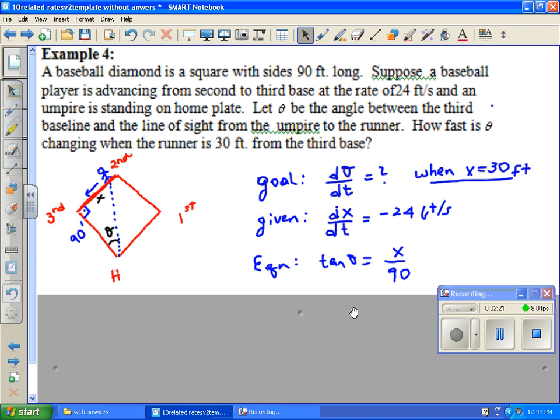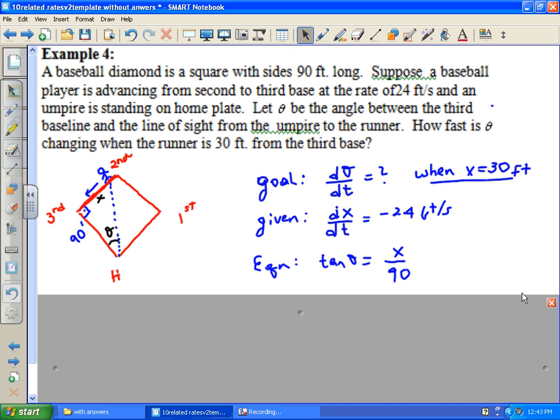In this case, tangent of theta equals the opposite side, which is x, divided by the adjacent side, which is 90. Now, since the side of the baseball diamond does not change, the length of one side of the baseball diamond is a constant, and we can certainly put that into the equation as a constant. We don't need another letter to represent the side of our triangle. That's a fixed number of 90.